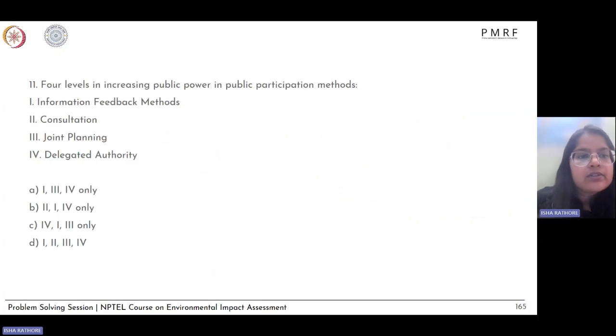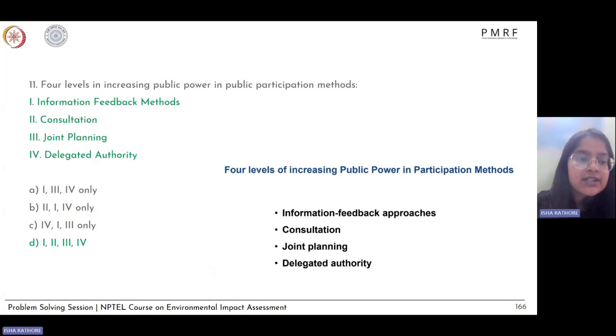Moving on, the 4 levels in increasing public power in public participation methods are: first, information feedback methods; second, consultation; third, joint planning; and fourth, delegated authority. Okay, so the correct answer is D, that is, all the 4 levels of increasing public power in public participation methods. So D, 1, 2, 3, 4 is the correct answer.